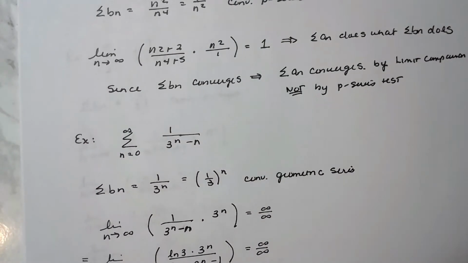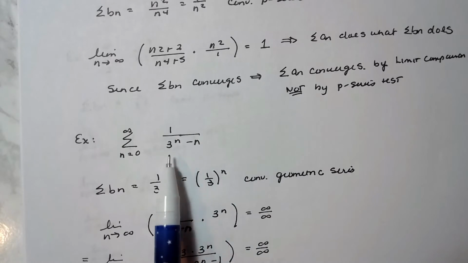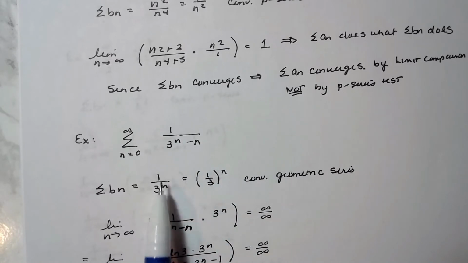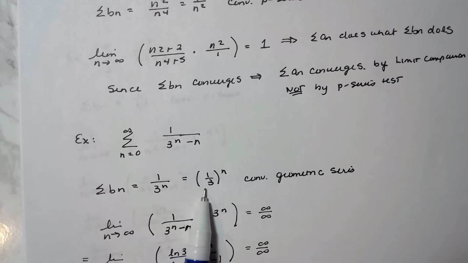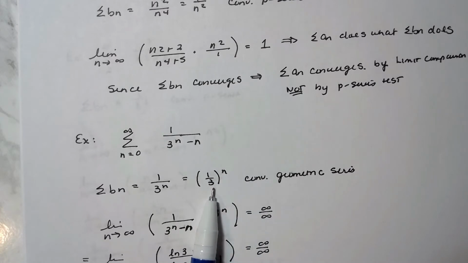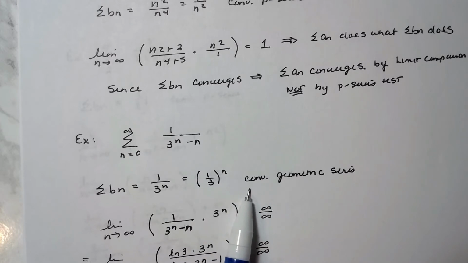In another case here, I've got 1 over 3 to the n minus n, so biggest thing on the top over biggest thing on the bottom. And what I see is that this is a convergent geometric series, right? R is equal to 1/3. And if I take the absolute value of 1/3, I get 1/3, which is less than 1, so I know that that's going to converge.